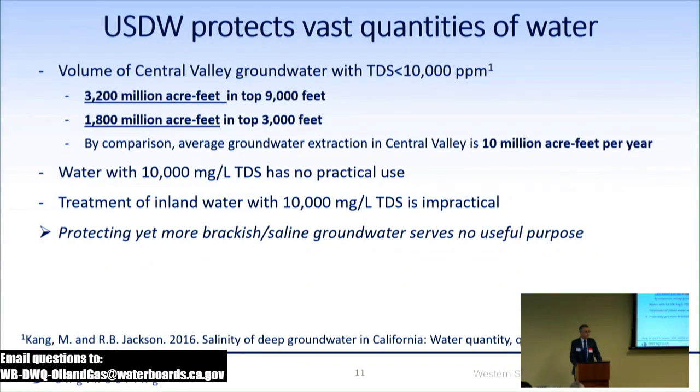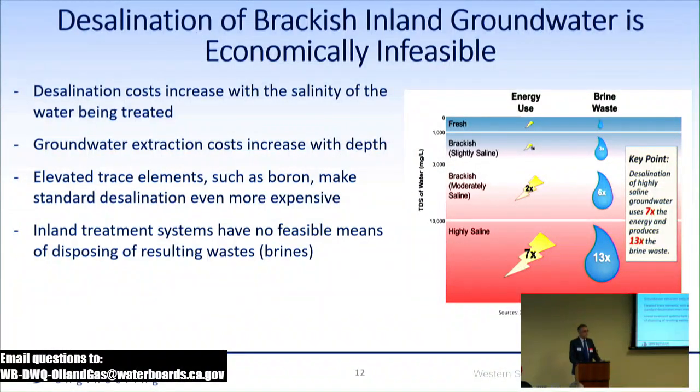But because this water has no practical use at 10,000 milligrams per liter, there's the need for treatment, and treatment of inland brackish water with TDS of 10,000 is simply impractical. So the idea of protecting water with higher salinities really doesn't make sense, and it serves no useful purpose. And the reason why desalination of brackish inland groundwater is not economically feasible is described in this slide. Desalination costs increase with the salinity of the water being treated. And there's a graph here on the right that illustrates that.